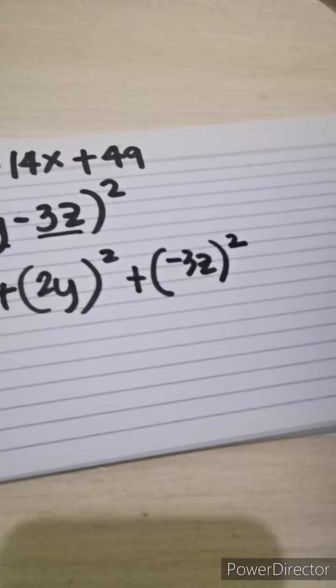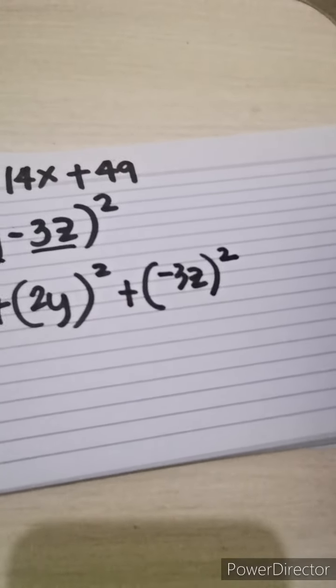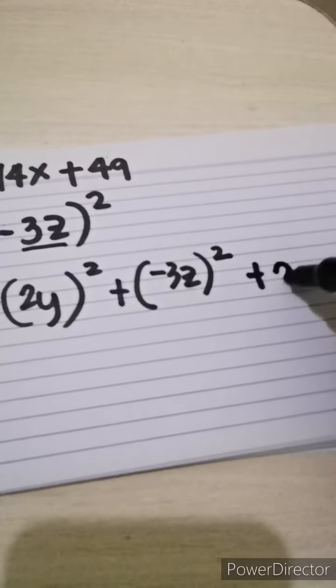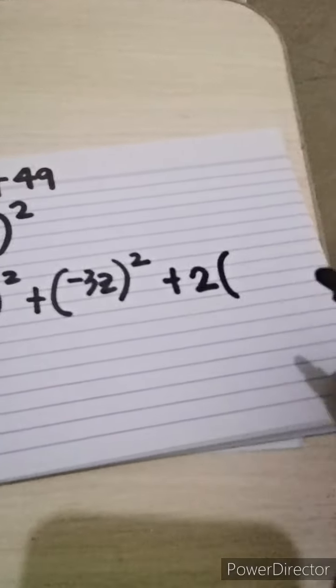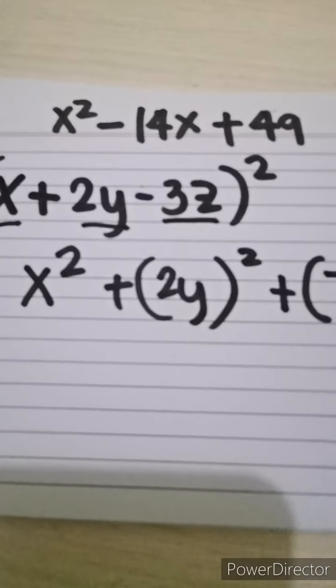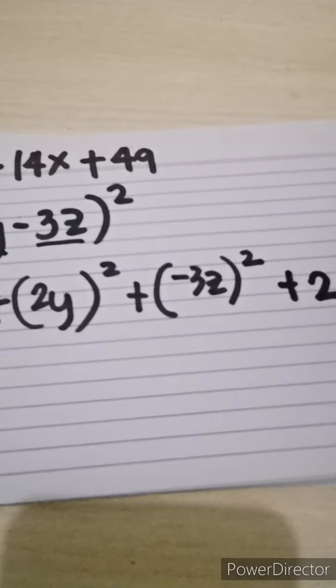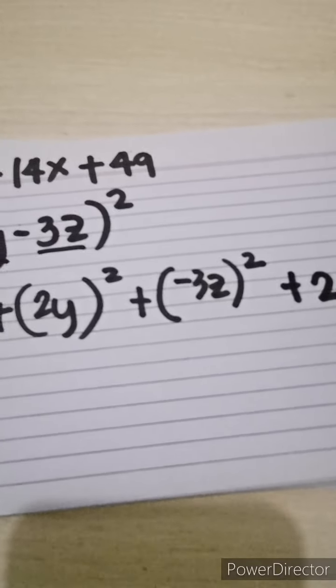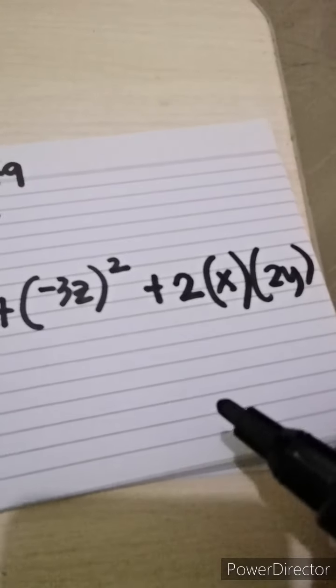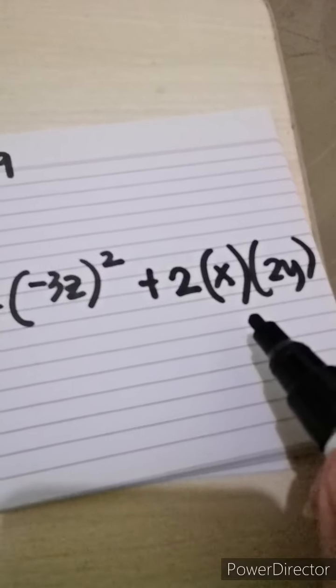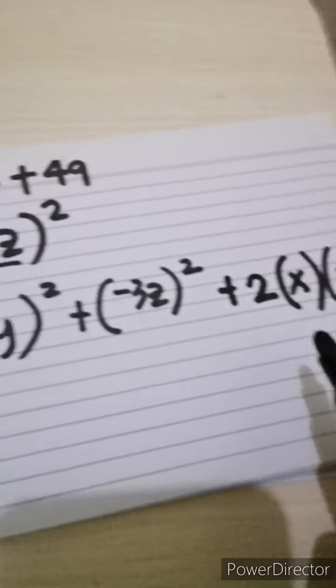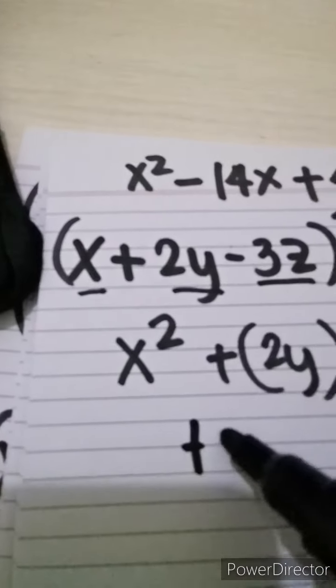After that, the next thing to do is plus 2 times the first and the second term. First and second, so we have x times 2y. Next, we have 2 times the first term and the third term. Next, another plus 2.